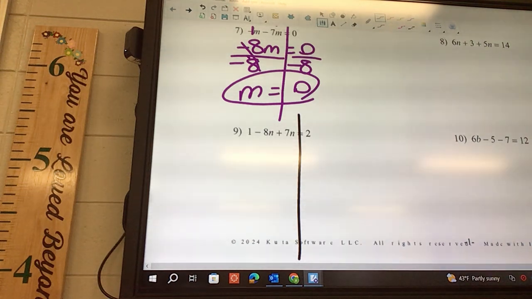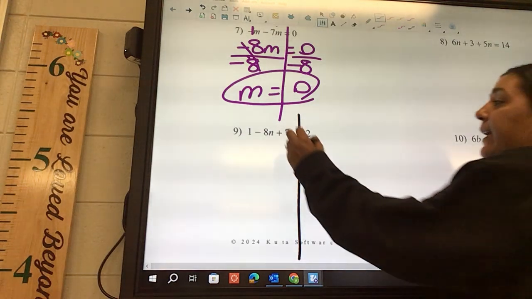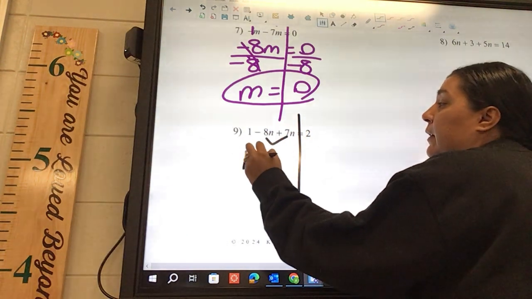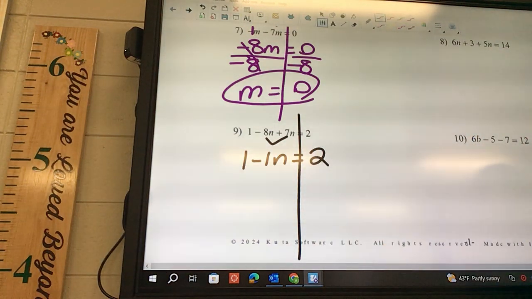Okay, number 9, how many pieces are on the left? 3. There are 3, so someone has to get put together. Who can get put together? The -8 and the 7, so -8 plus 7 is going to be -1n. So we got 1 minus 1n equals 2.